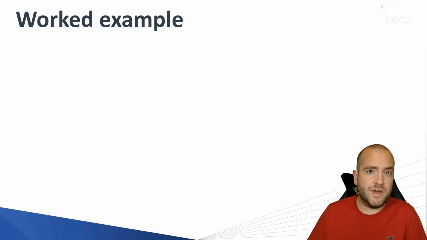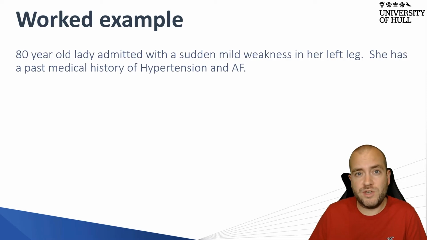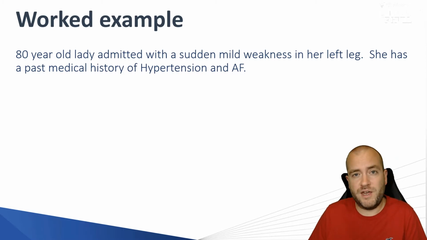So let's take a look at how thinking about probabilities and the sensitivity and specificity of tests can help us in our clinical reasoning. Let's say that we're seeing an 80-year-old lady who's been admitted with a sudden mild weakness in her left leg. She's got a past medical history of hypertension and AF. From this history already, we can pick out some key points.